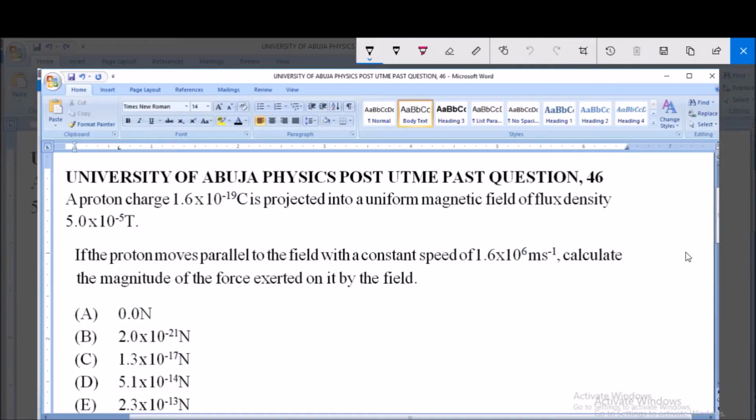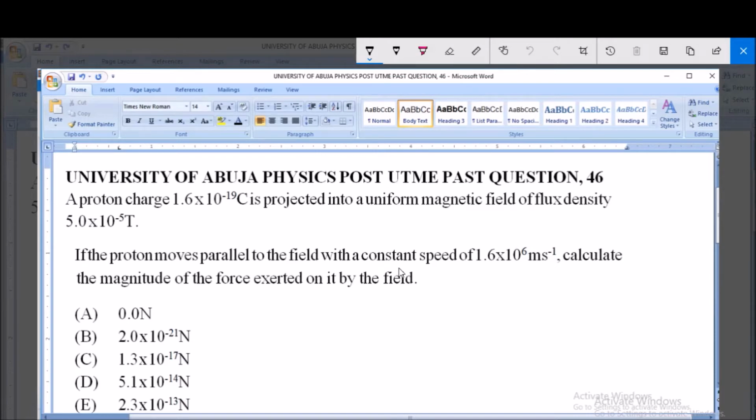We're dealing with University of Abuja Physics Post UTME past question 46. A proton of charge 1.6 times 10 raised to the power of minus 19 is projected into a uniform magnetic field of flux density 5.0 times 10 raised to the power of minus 5 T. Now, if the proton moves parallel to the field with a constant speed of 1.6 times 10 raised to the power of 6 meter per second, calculate the magnitude of the force exerted on it by the field.